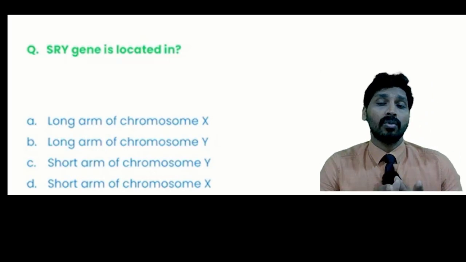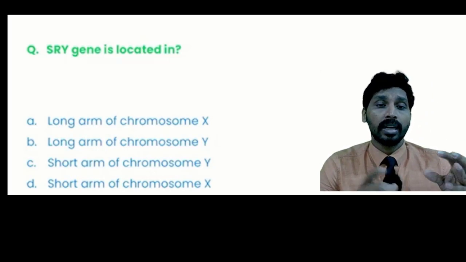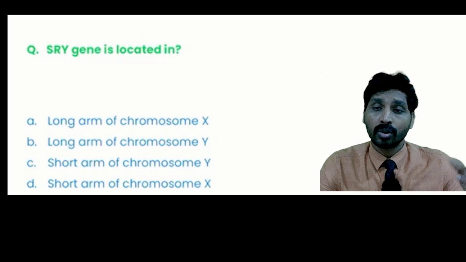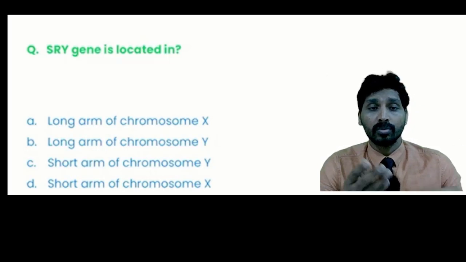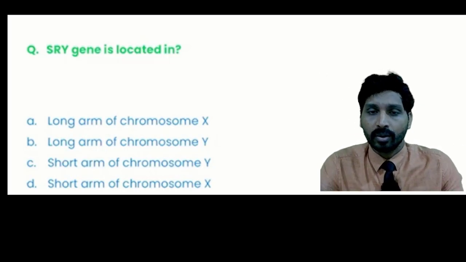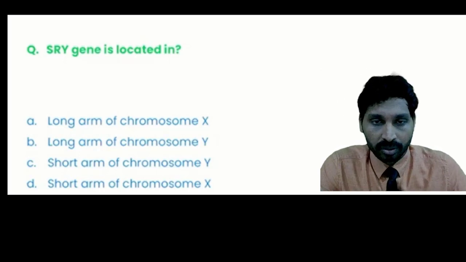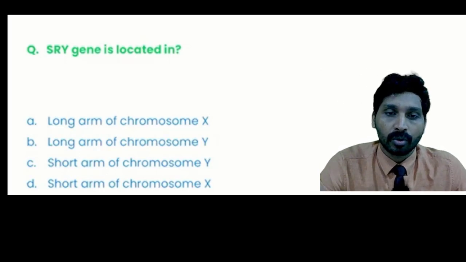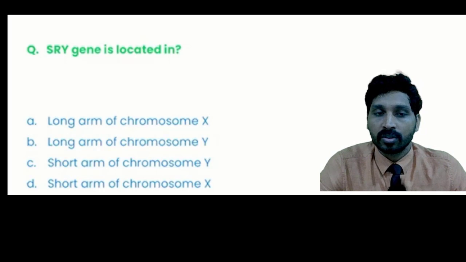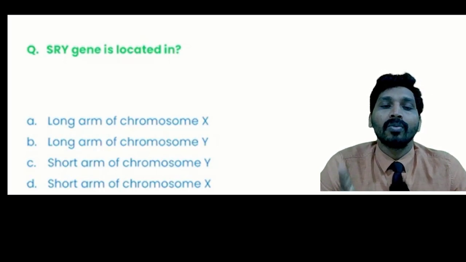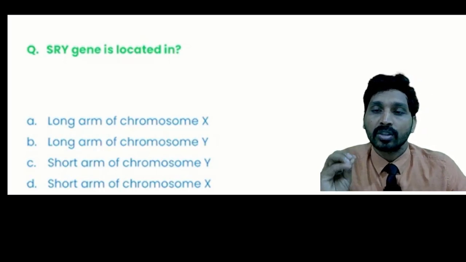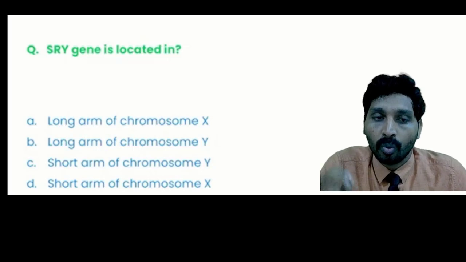Already we have learned about the chromosome short arm and long arm. So where is this SRY gene located, in the short arm or long arm of which chromosome? SRY is related to the Y chromosome, so X is a ruled out option. Option A, long arm of chromosome X, no. B, long arm of chromosome Y, no. Short arm of chromosome Y, yes. This is the correct option. The SRY gene is located in the short arm of chromosome Y.